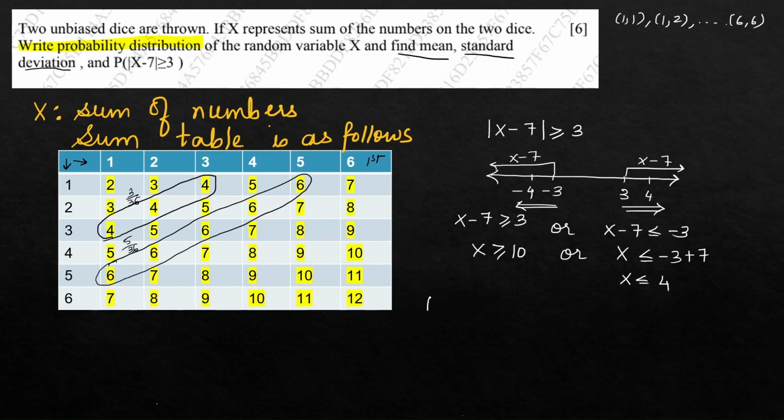So the probability asked in the question, that is mod of x minus 7 greater than or equal to 3, is equal to the probability of x greater than or equal to 10 plus the probability of x less than or equal to 4.